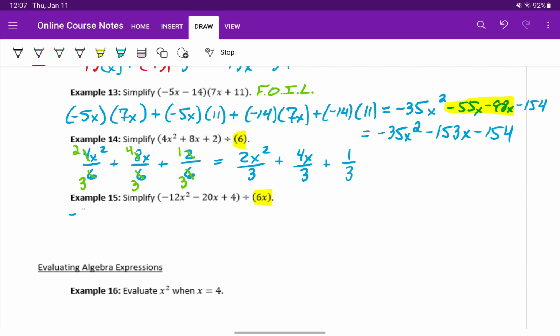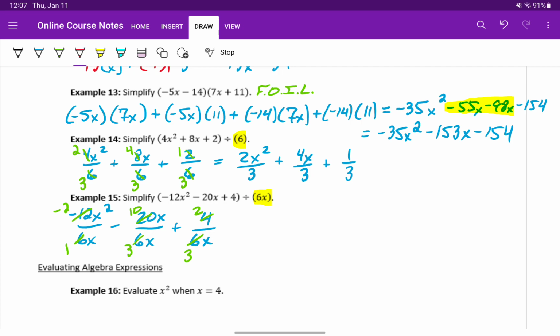Example 15 will be similar, except that we'll have a little bit more reducing work to do. We'll still take each of the terms in the first expression divided by 6x. We'll look at reducing the numerical portion of each term. So this will reduce to negative 2 over 1, since negative 12 and 6 are both divisible by 6. The second term will reduce to 10 over 3, and the last term will reduce to 2 over 3.